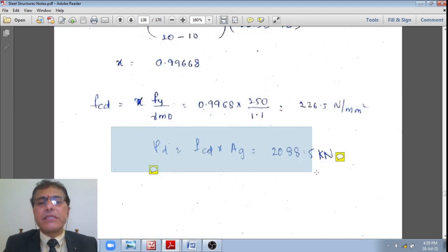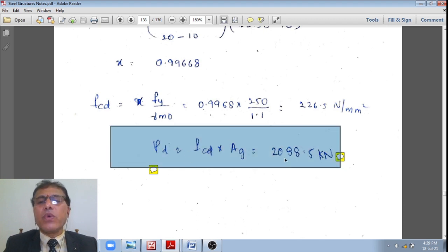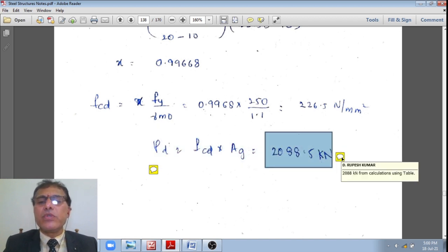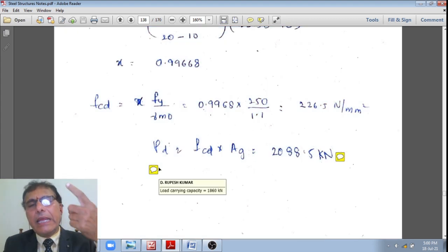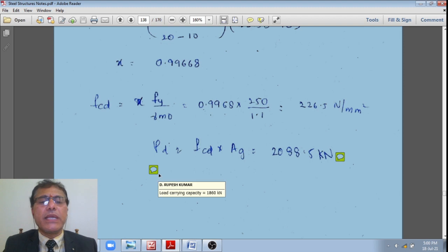Hence it is okay. Hence the design compressive strength about the major axis is equal to 226.5 multiplied by the gross area, that will be 10 to the power 3. It works out to 2088.5. Even previously, using table 9b, I got 2088. Hardly any difference, student. Therefore, using all three tables, 8a, 8b, 8c, I have shown; table 9a, b, c, d, I have shown; and even using the formula. All three give almost the same results.